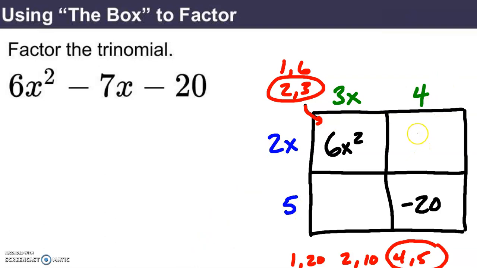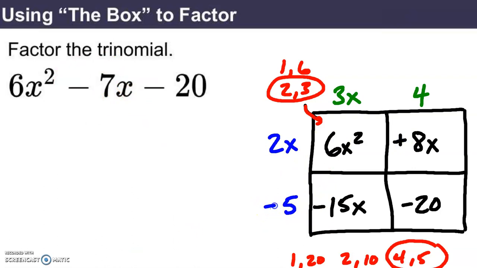2x times 4 is 8x. 5 times 3x is 15x. One of them has to be negative. Oh, how about that? That's the one, isn't it? If I made one of these negative, I could get negative 7x. Which one needs to be negative? It's the negative 15. Negative 15 plus positive 8 is negative 7. That's the one I need.